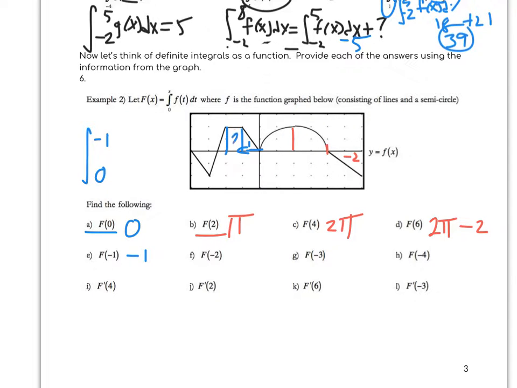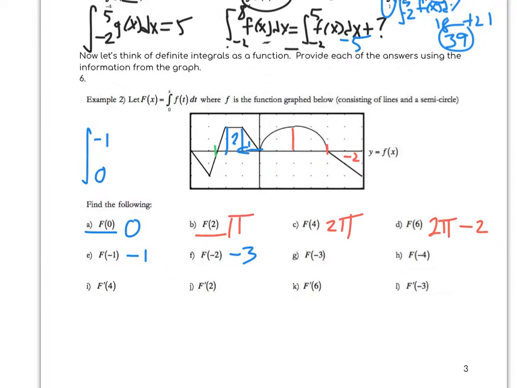F of negative 2, we're going to go a step further. And we've got 1 and 2, which would be 3. But going in the wrong direction is going to be negative 3. F of negative 3, we're going to add some other fun stuff going on here because this is split into 2 pieces, each of width. See what I did there?